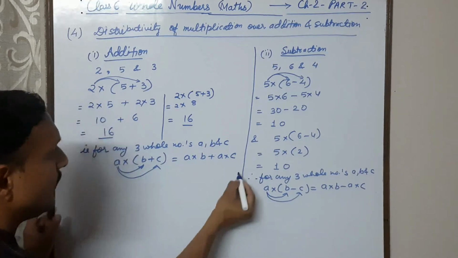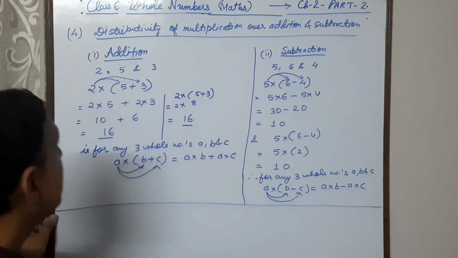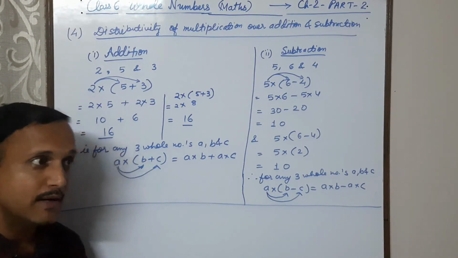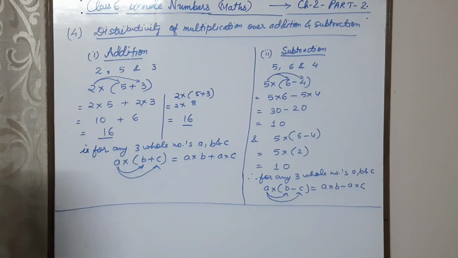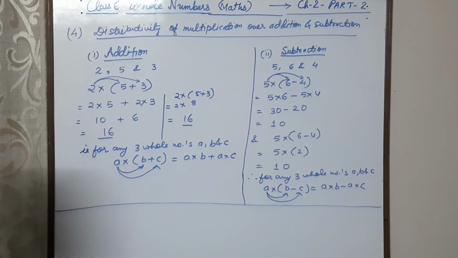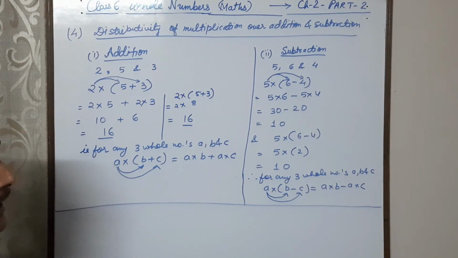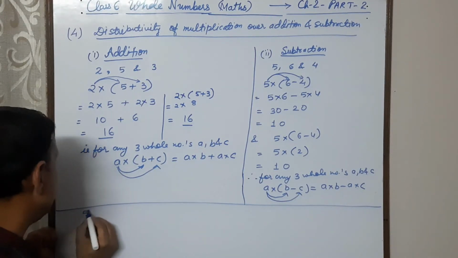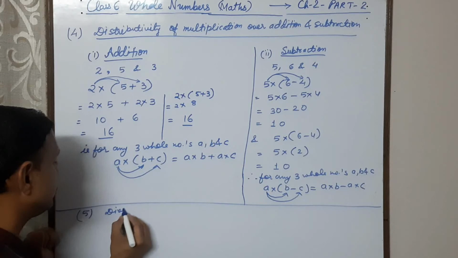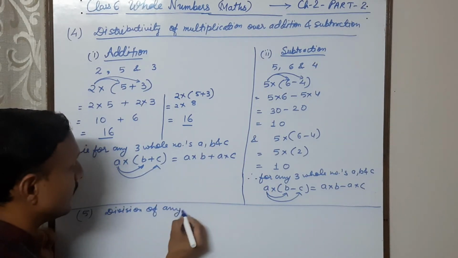So, four properties are over. First, we have studied the closure property. Second one, commutative property. Third one, associative property. And the fourth one, distributive property. Now, let us check division of a number by 0, whether it is defined or not. Division of any whole number by 0.